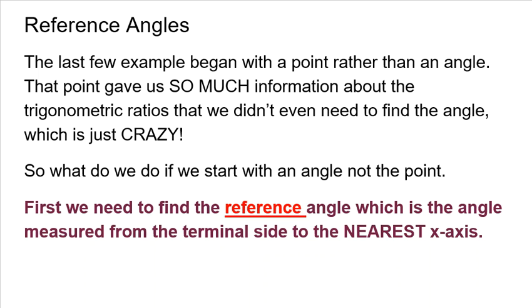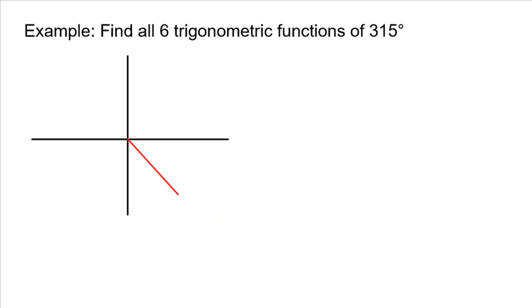It's really crazy. So what do we do if we are given the angle, not the point? So what if we have to work backwards? Well, all you have to do is find the reference angle. So keep in mind, a reference angle is the angle to the nearest x-axis. So let me explain this with an example. So let's find all 6 trig functions of 315 degrees.